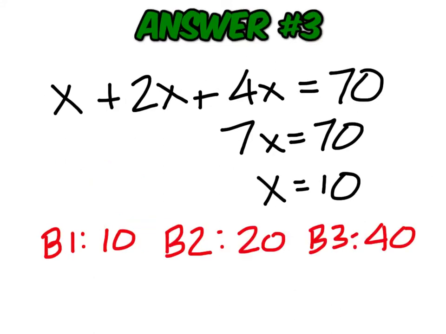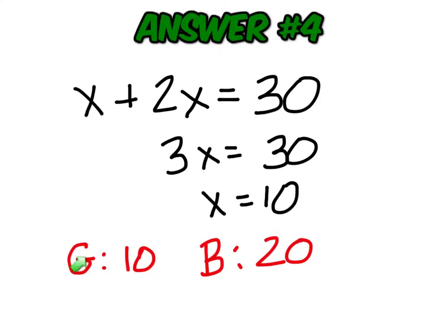On number 3, you have x, 2x, and 4x equal to 70. If you add these x's together, you get 7x. Divide 70 by 7, and you get 10. So the first bucket is 10, the second one is 20 from 2 times 10, and the third one is 40 from 4 times 10.